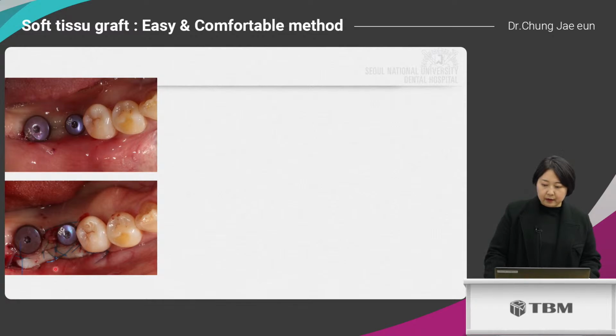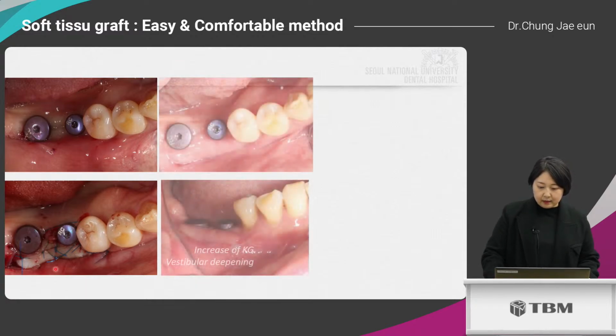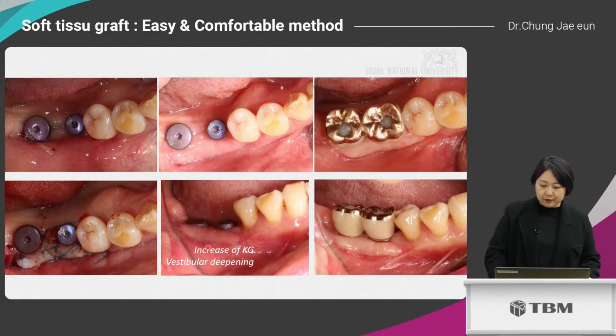I did free gingiva graft and you can see the wide keratinized gingiva band on the buccal side and deepened vestibule. Even with long-term follow-up, the results are well maintained. The gingiva around the implant is very firm and stable.